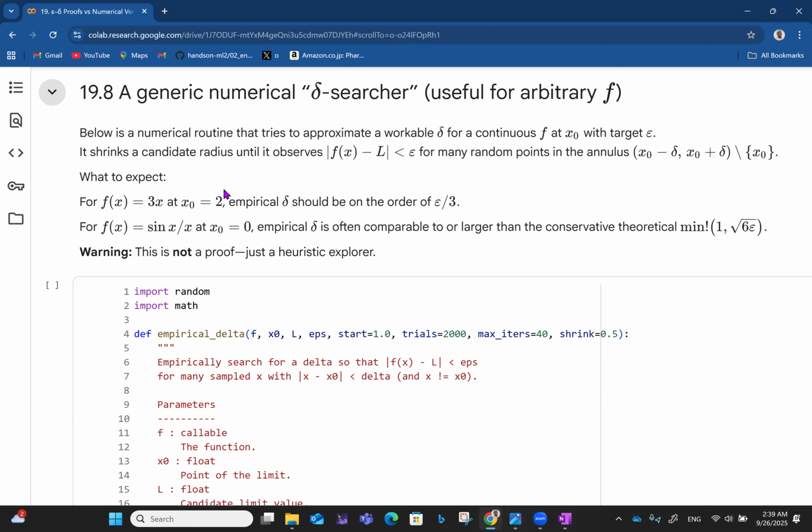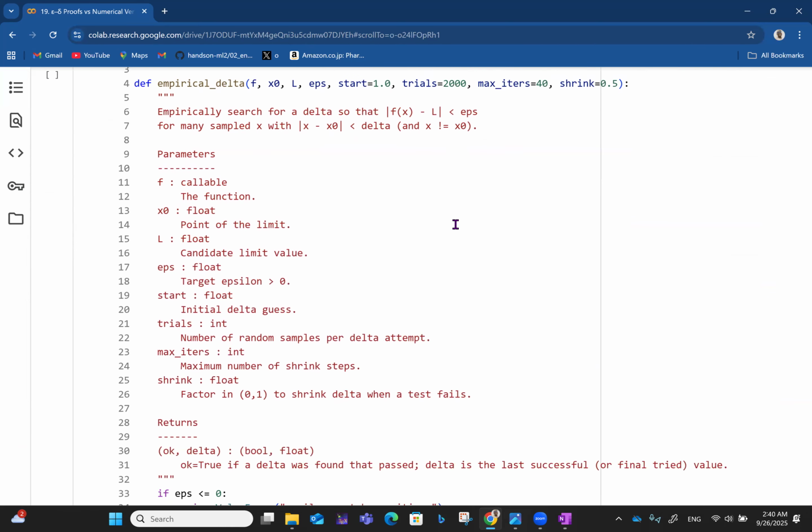And what we expect in this case would be that for f of x equals 3x at x naught equals 2, empirical delta should be on the order of epsilon over 3, right? Then for f of x equals sine x over x at x naught equals 0, empirical delta is often comparable to or larger than the conservative theoretical minimum of 1 and root 6 epsilon. The warning here is that this is not a proof, it is just a heuristic explorer.